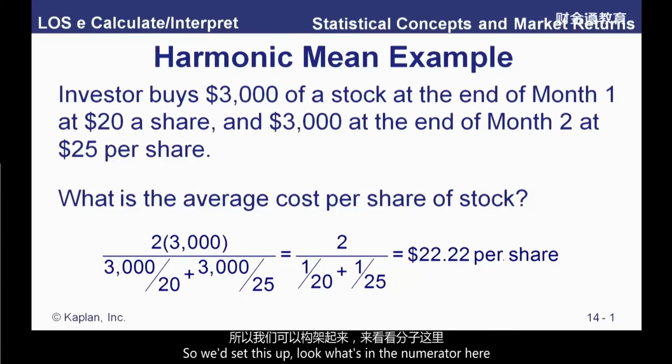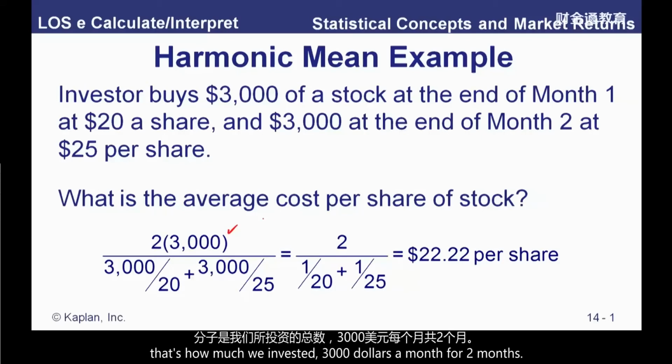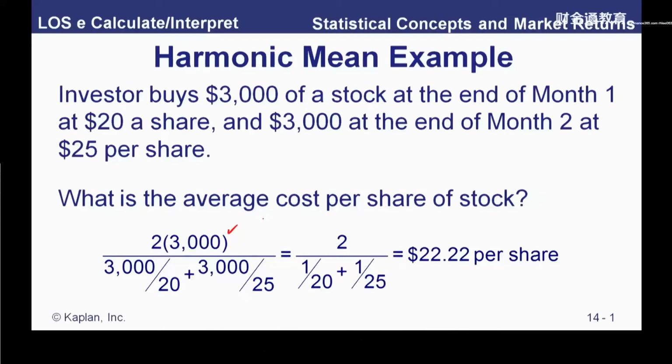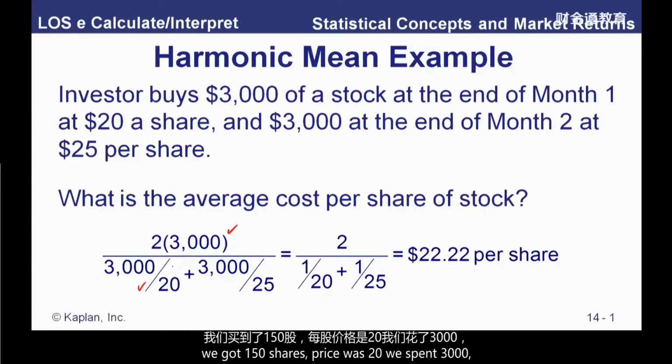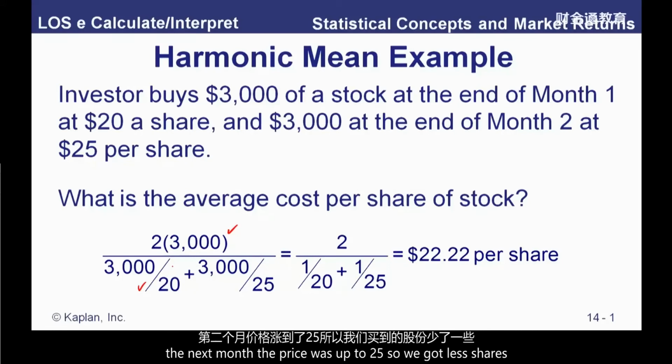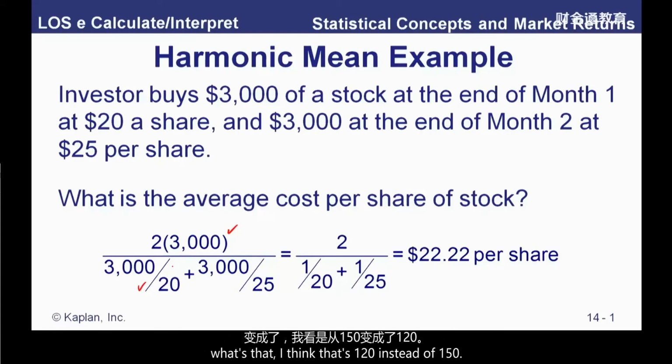So we would set this up. Look what's in the numerator here. That's how much we invested, $3,000 a month for 2 months. What's in the denominator? Well, this is the number of shares we got the first month. We got 150 shares. Price was 20. We spent 3,000. The next month, the price was up to 25, so we got less shares. What's that? I think that's 120 instead of 150.